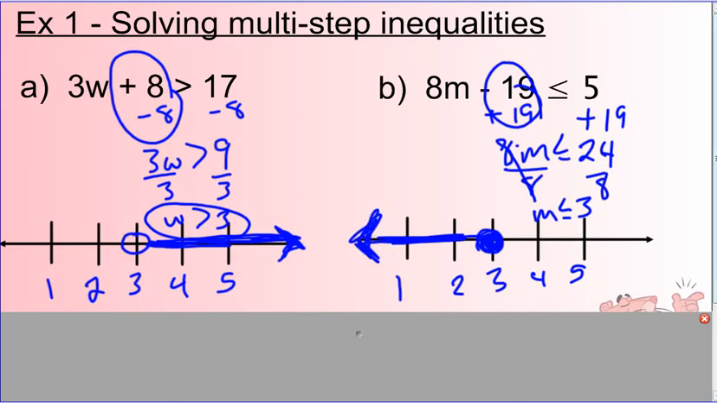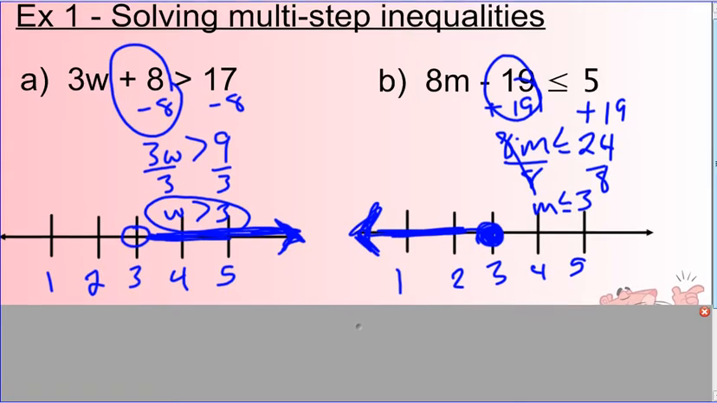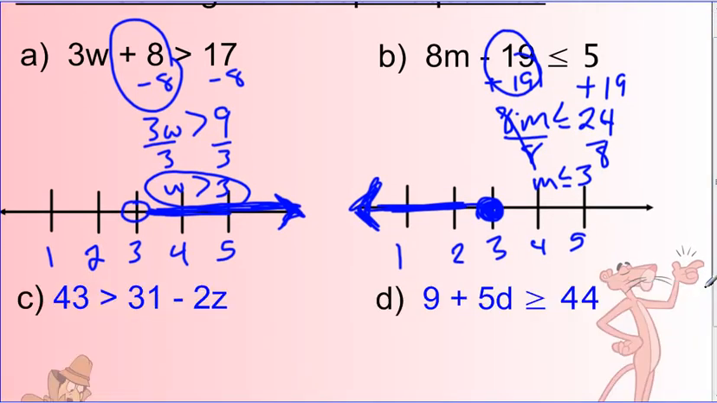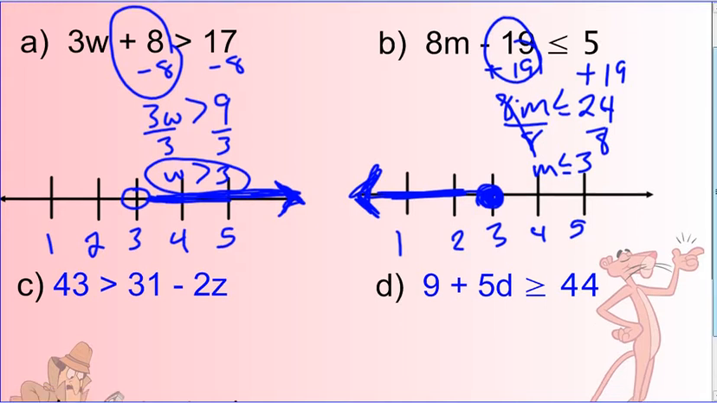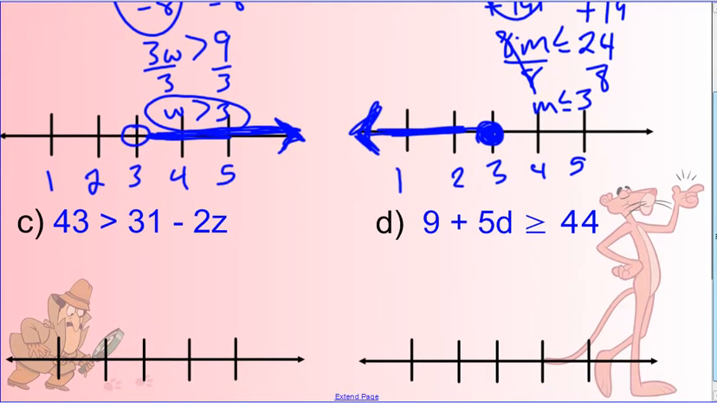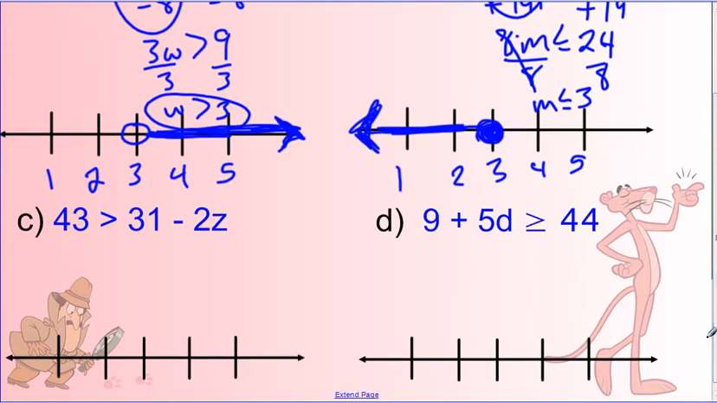There's letter B. There are 2 problems I'd like you to try. These are letters C and D. Please go ahead, pause the video, do them on your own. When you're ready to get a little help or you're ready to check over them, hit play and we will go through them together.